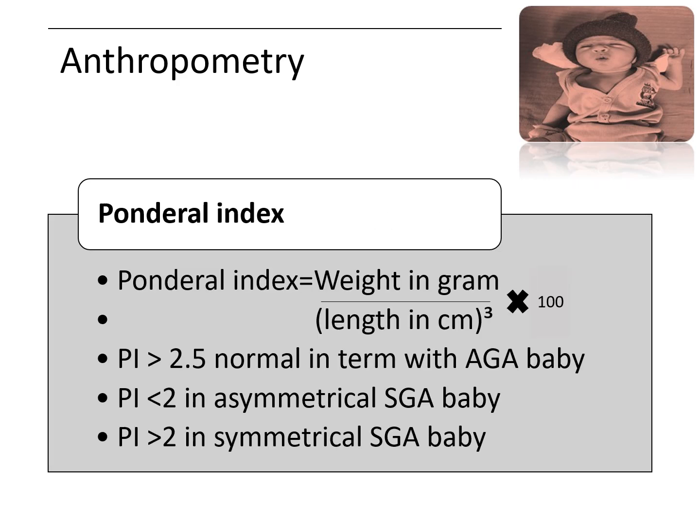Then we have to calculate the ponderal index by the formula weight in gram divided by cube of length in centimeter multiplied by 100. Normally in a term baby with appropriate gestational age, it is more than 2.5. For a small for gestational age baby we have to differentiate whether it is symmetrical or asymmetrical SGA. So PI less than 2 in asymmetrical SGA baby and more than 2 in symmetrical SGA baby.